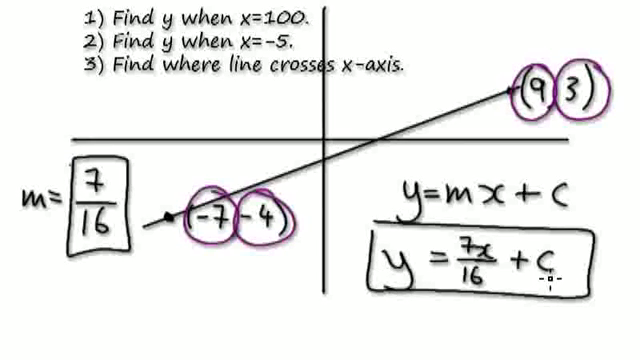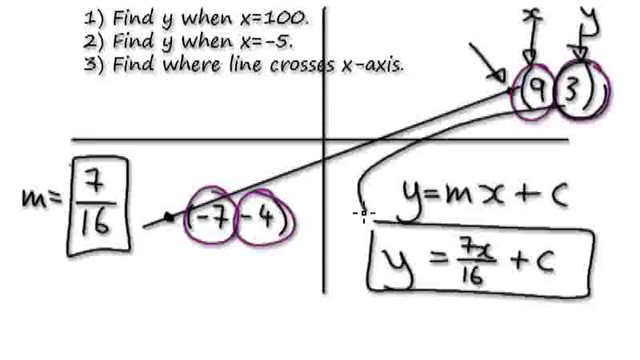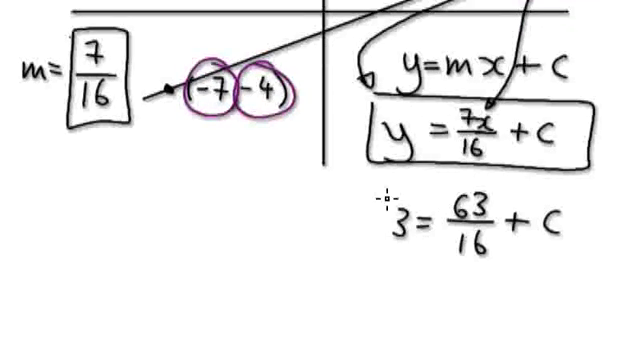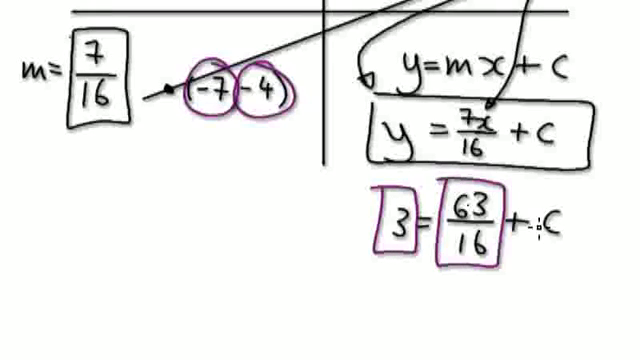Now, in order to find the intercept, we've got to select one point on the line. It could be any point. So let's select this point here. This is your x and this is your y. So let's put the 3 into the y and the 9 into the x. So this would be 3 equals 7 times 9, which is 63, over 16 plus c. Now visualize it: this block equals this block plus this block.